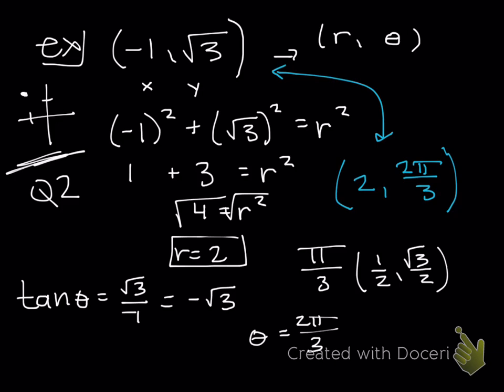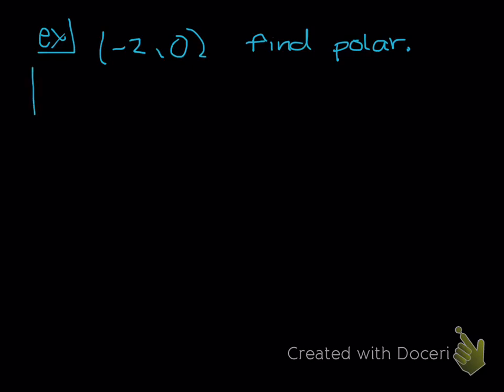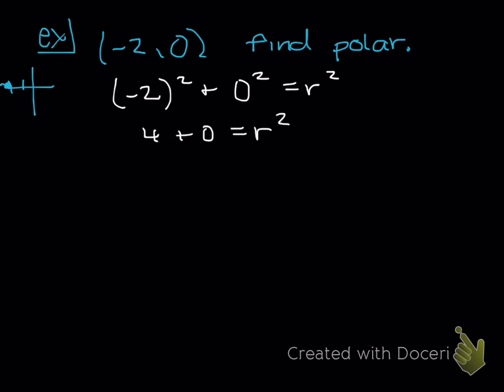So let's try another one. So for our second example, the coordinate is -2, 0. And again, I want you to convert to polar. So we'll say find polar. Okay, so if I were to plot a rough sketch of this, -2, 0, I'm somewhere over here. And now I need to find my r. So I'll use x squared plus y squared equals r squared. So 4 plus 0. So again, 4. And then we take the square root, and r equals 2.